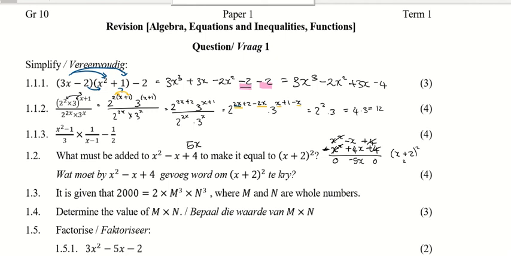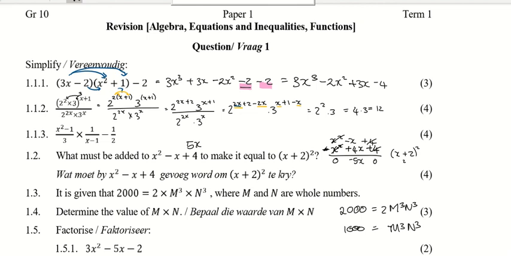Alright, so it is given that 2000 is equal to 2 times m to the power of 3 times n to the power of 3, where m and n are whole numbers, and then we should simplify this. At question number 1.4, they ask us to determine the value of m and n. How do we do this? We say 2000 is equal to 2 times m to the power of 3, n to the power of 3. I'm first going to get rid of the coefficient on the left hand side. So I'm going to divide both sides by 2, and then on the left hand side it is going to be 1000 is equal to m to the power of 3 n to the power of 3.